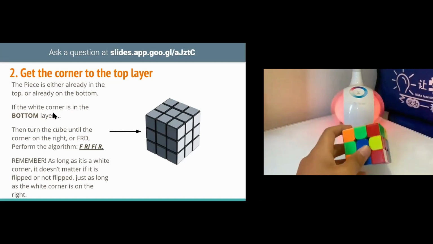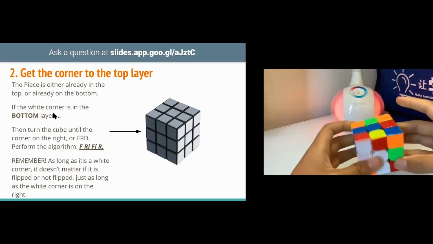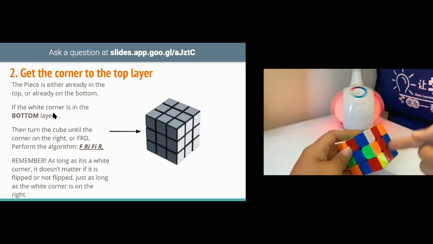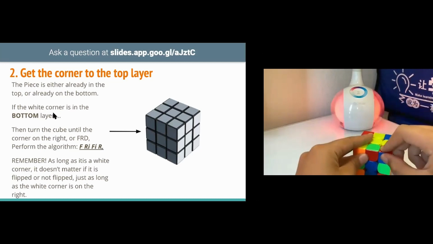Once it's there, you perform the algorithm F, R prime, F prime, R. And now you'll notice that the corner has magically moved from here. It's now up to the top.